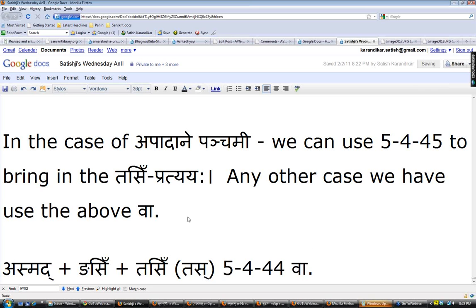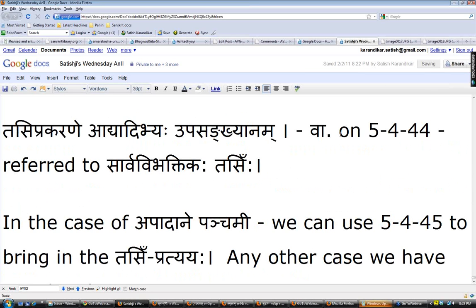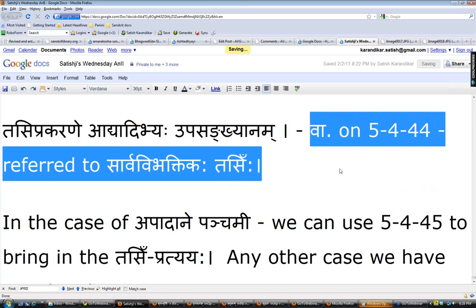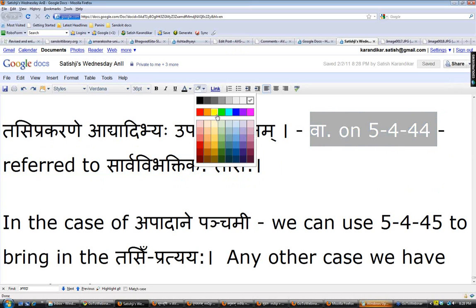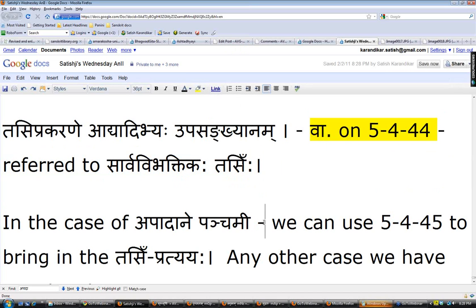Okay? So let me highlight this. Let me highlight this one. So this vartikam 5-4-44 is the sarvatra. So let me highlight this one. Okay? So please make a note of this. Make a note of this one. Very common usage. Very common usage.